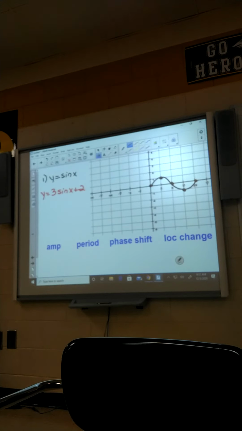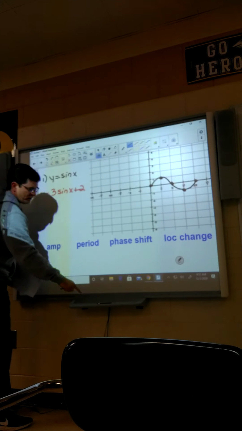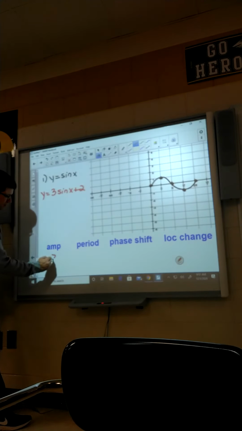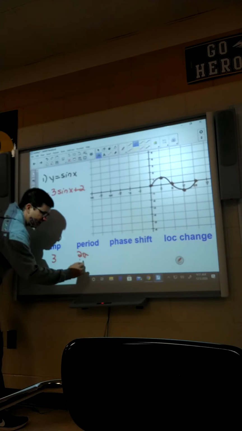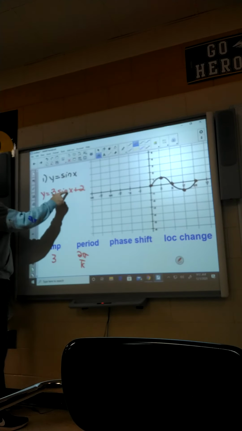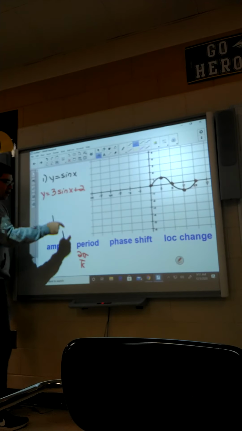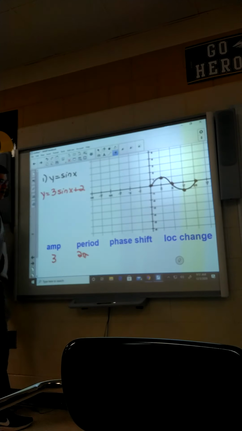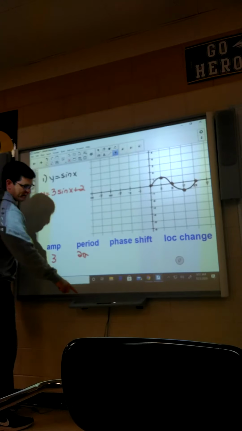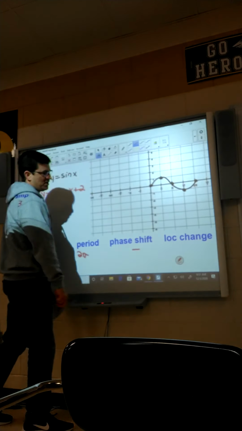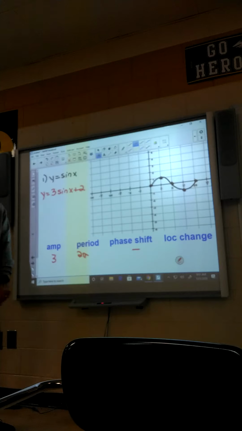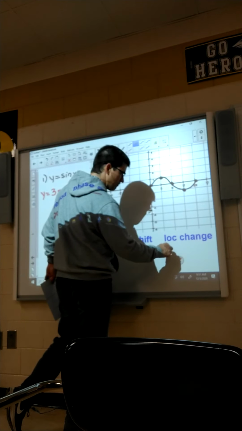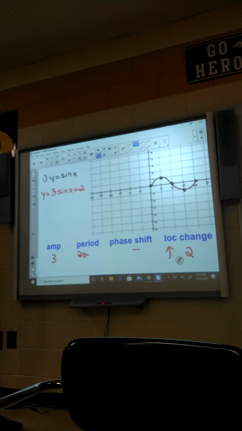All right, you ready? What's my amplitude going to be on my new graph? 3, good. All right, do you remember how to find period? This is what we've been doing for 3 or 4 days. Remember, the formula is 2 pi over k. So, k is the number in front of x. 2 pi over 1 is 2 pi. Good. Is there a phase shift? How do we know? Good. Is there a location change? Up 2. All right, so that's what y'all should have written down for your answers.